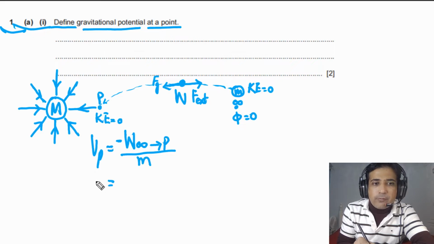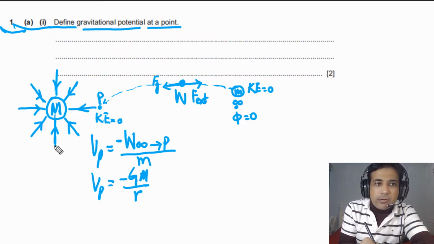So the formula for gravitational potential at any point is minus G M divided by R, where R is the distance from the center of this mass to point P.